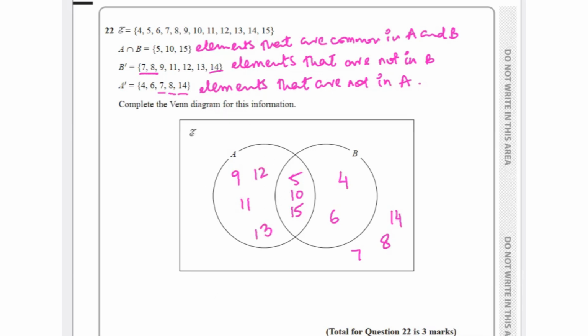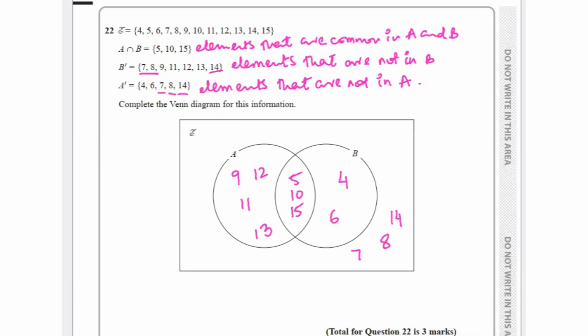So this is how you complete your Venn diagram if they've given you A complement or B complement. Remember, the elements that are common in the A complement and B complement, those will be outside the sets, not inside. And then the remaining ones, you can easily see which one will come in B and which one will come in A.